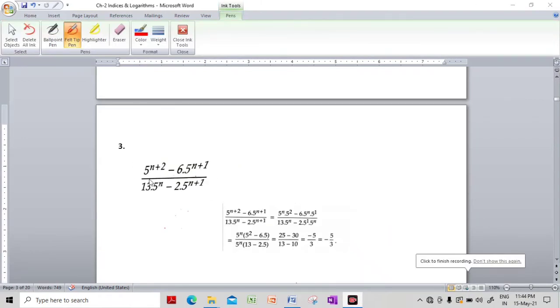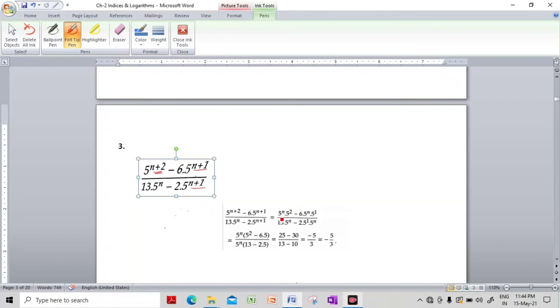One more example based on this. The example is 5 power n plus 2 minus 6 into 5 power n plus 1 upon 13 into 5 power n minus 2 into 5 power n plus 1. As now the powers are in addition, by the laws of exponents, this can be written in the form of products. So let us see how we can write.